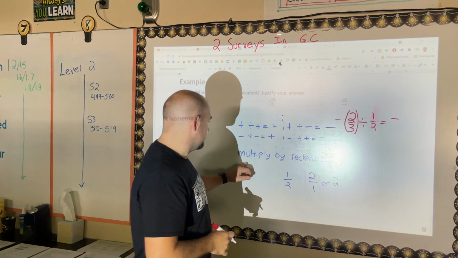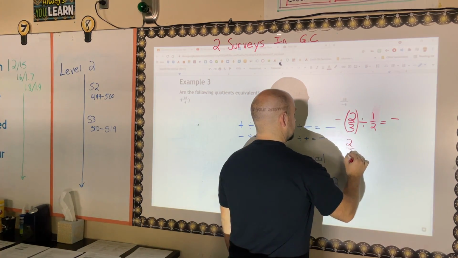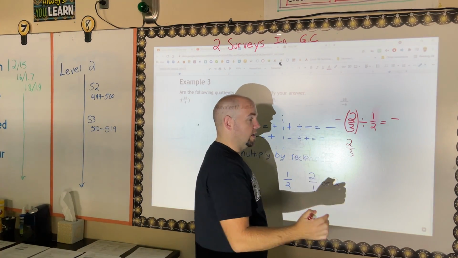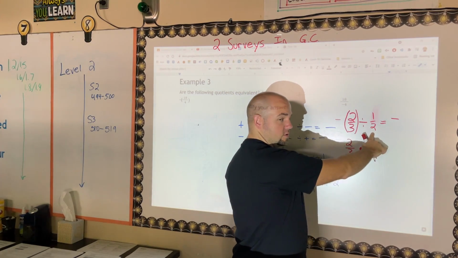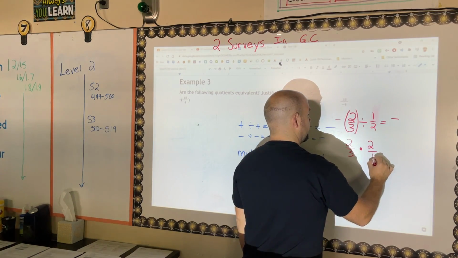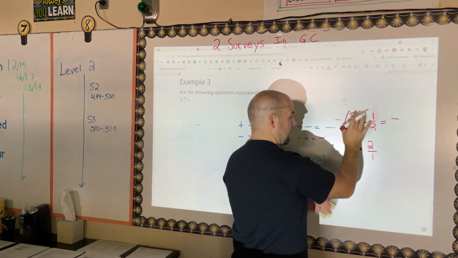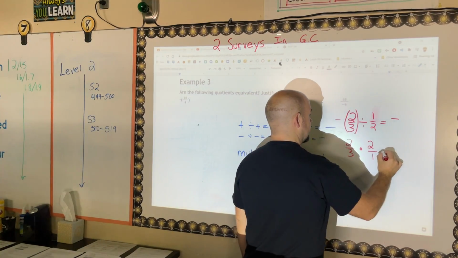Now the rule that we do here is we multiply by the reciprocal. So if I have 2/3, I'm going to leave that one the same. This is now going to become multiplication, and I'm going to do the reciprocal for this one. So times 2 over 1. I'm not worried about the signs yet. I know my answer is going to be negative.